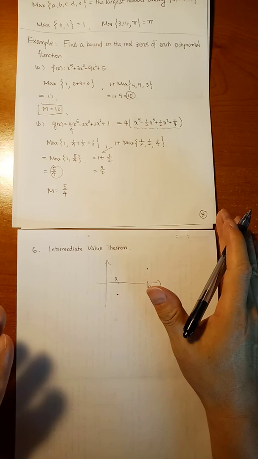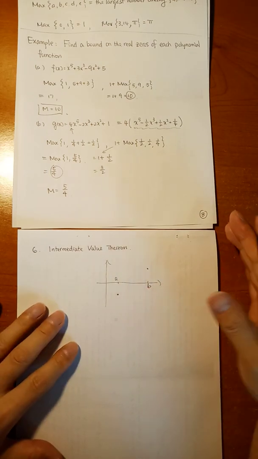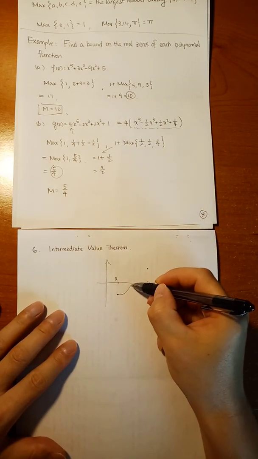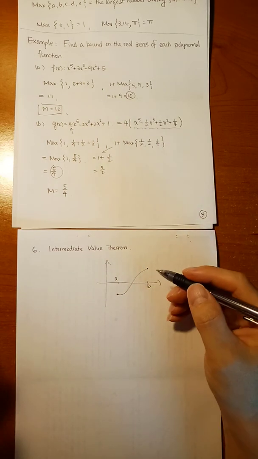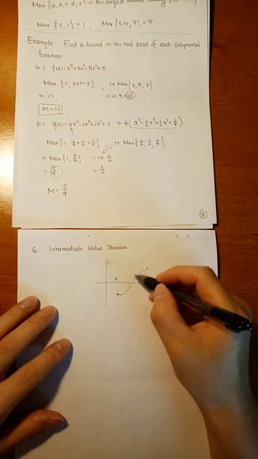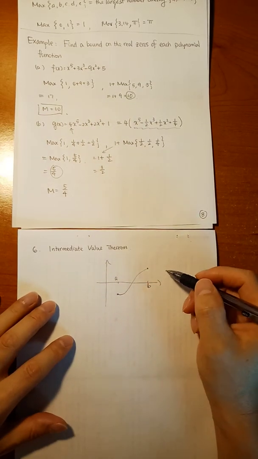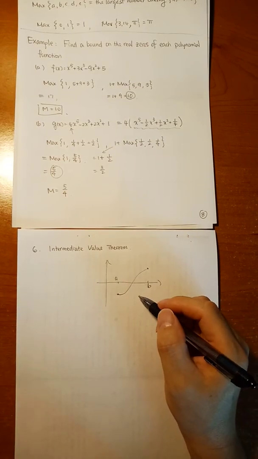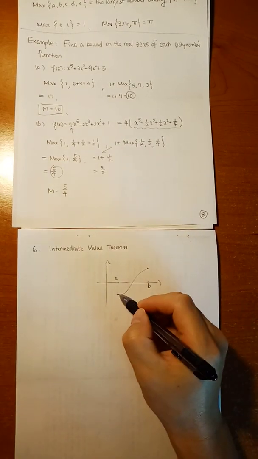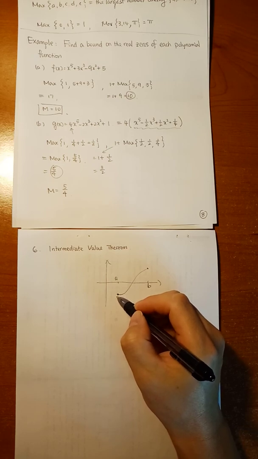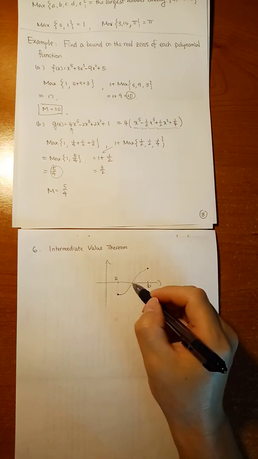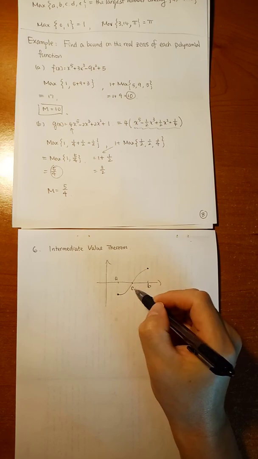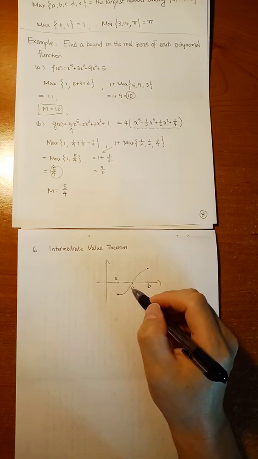Assume you have a continuous graph. Do you remember the geometric meaning of a continuous graph? You just sketch the graph without breaking it. Okay, so assume you have a continuous graph and one endpoint is below the x-axis, the other endpoint is above the x-axis. Then definitely your graph will intersect the x-axis at a certain point, which we just know exists, but we don't know how to find it.